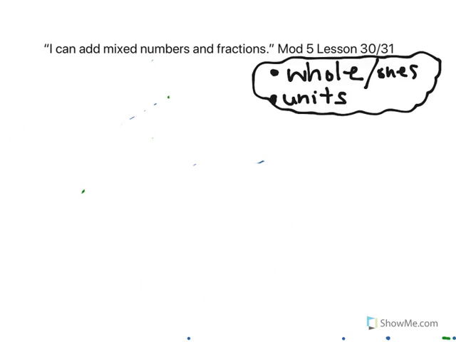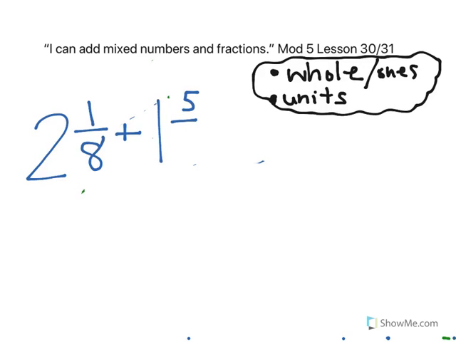Okay, next one. Now they're going to give us two mixed numbers to add together and not just one mixed number and one fraction. So again, let's go back to, I need to add my units that are the same together. So let's pull out the wholes, or the ones here. What is 2 plus 1? That's going to equal 3.